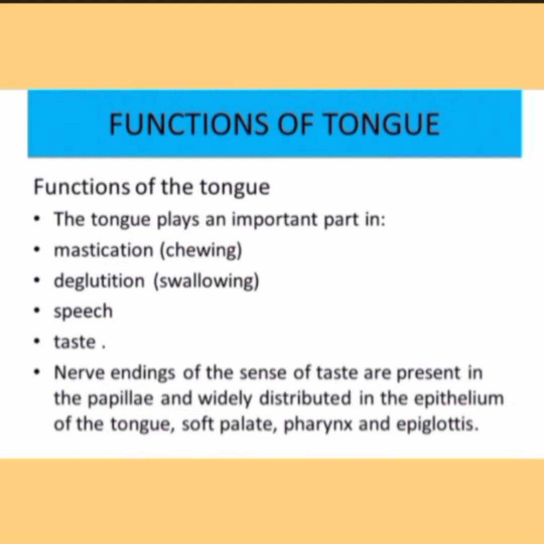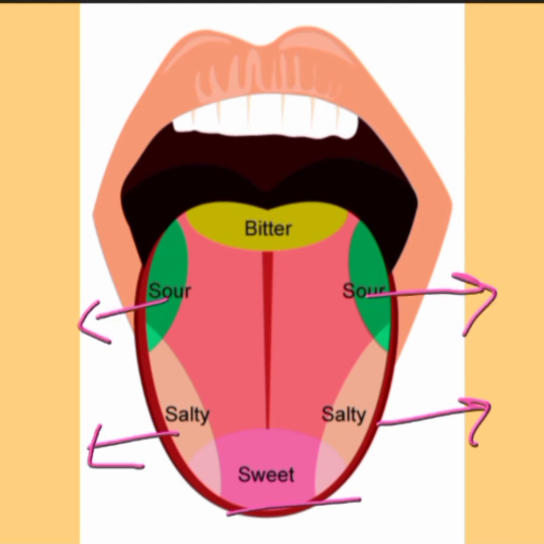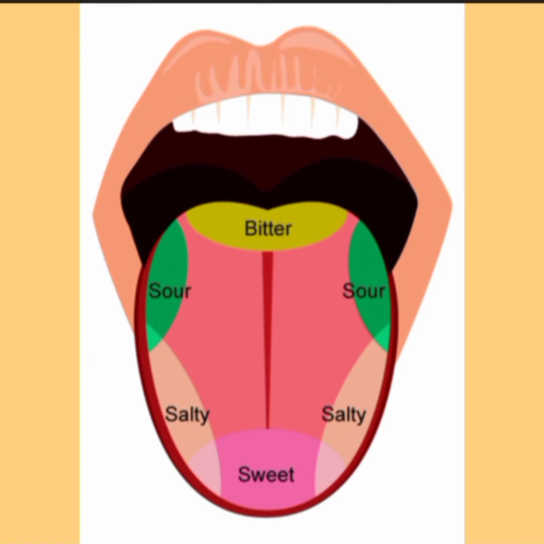So let's see the figure of the tongue again, where we can observe that different tastes can be seen in different areas. On the tip you can see the sweet taste. Salty taste is over here in these corners, left and right. Then sour taste, which is colored with green, you can see over here, and bitter taste over this, which is colored with yellow. So you can easily learn with this figure that different types of taste can be observed on the tongue.